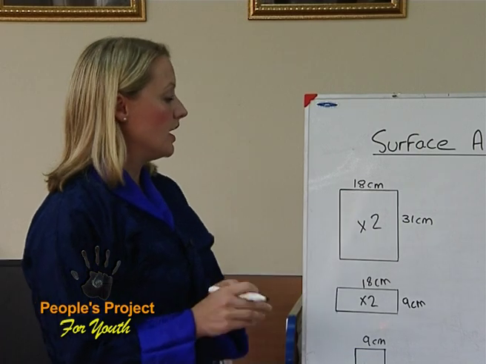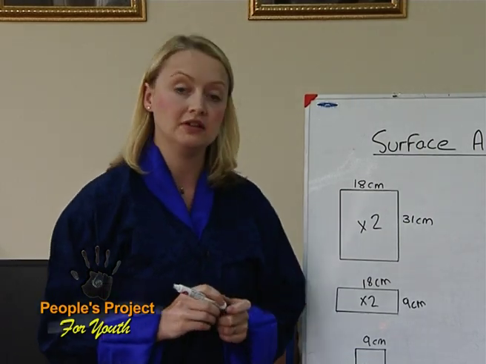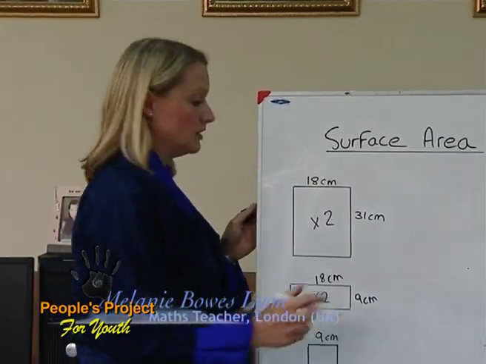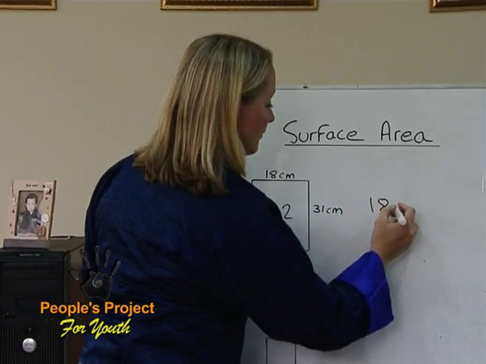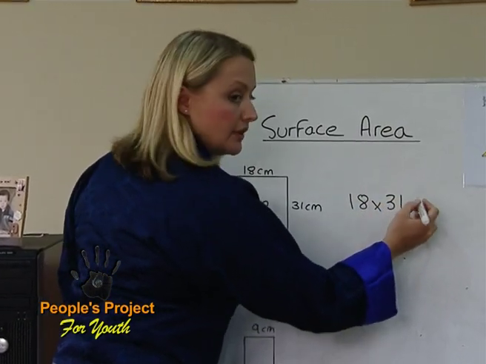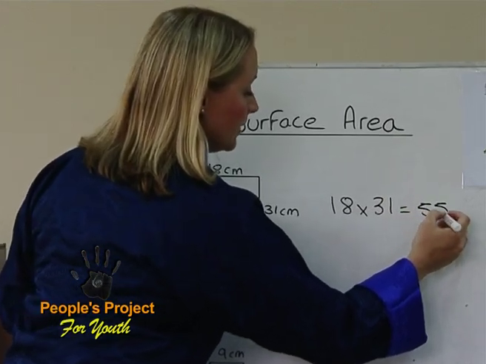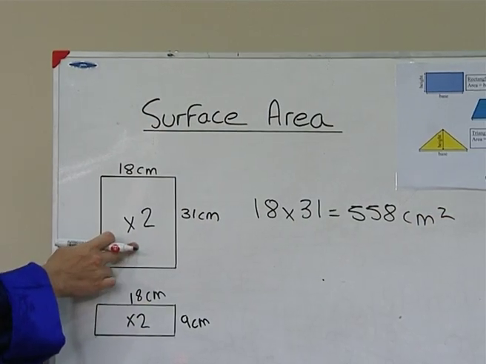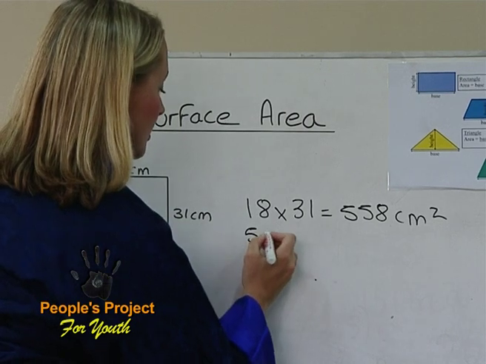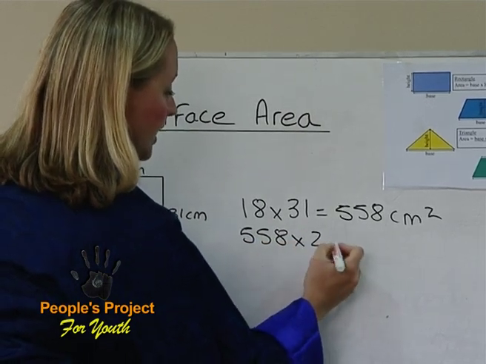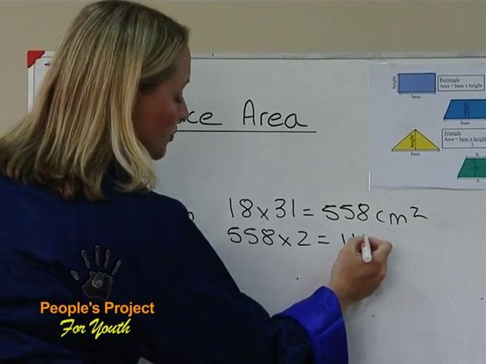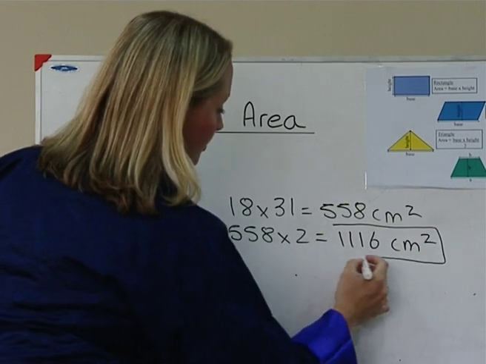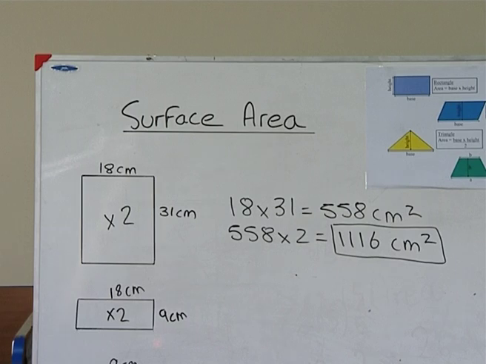So let's start off. We know that the area of a rectangle is the base measurement times the height measurement. So for this first rectangle, we have a calculation of 18 times 31, which gives us 558 centimetres squared. But we know that we have 2 of those faces. So I need to multiply my answer by 2, and that gives me a grand total of 1,116 centimetres squared. That is for these 2 faces, the area for these 2 faces.